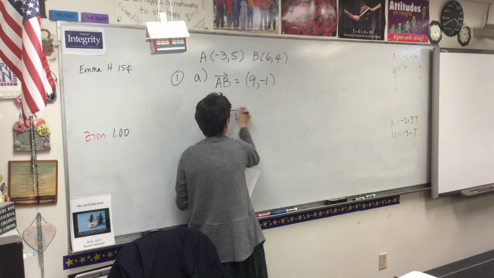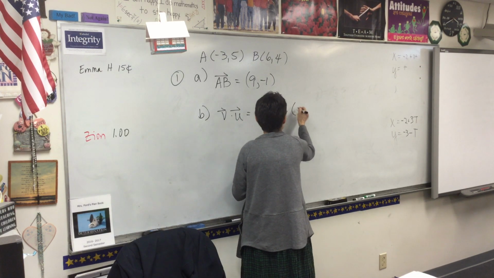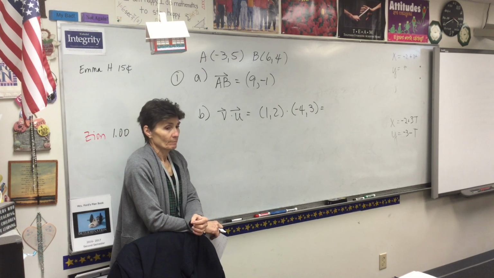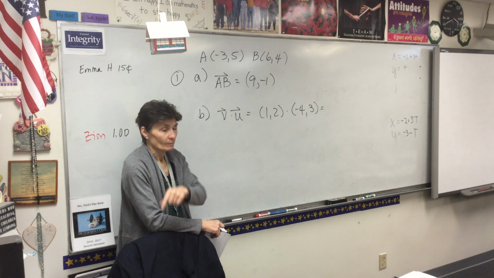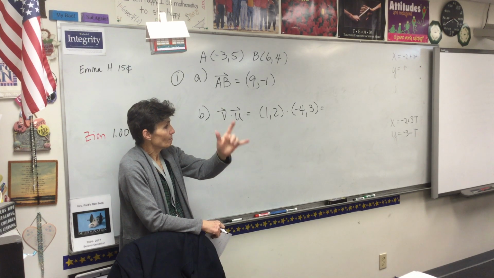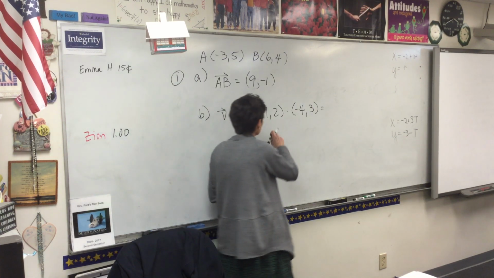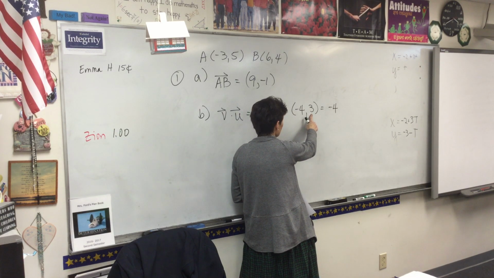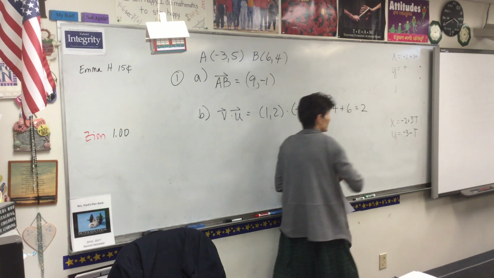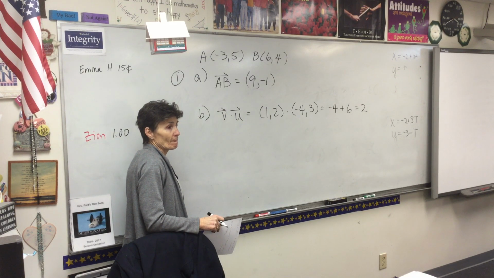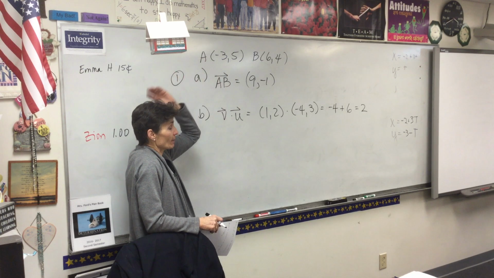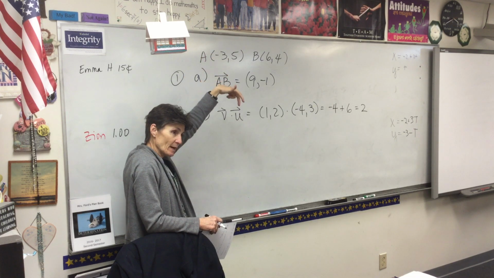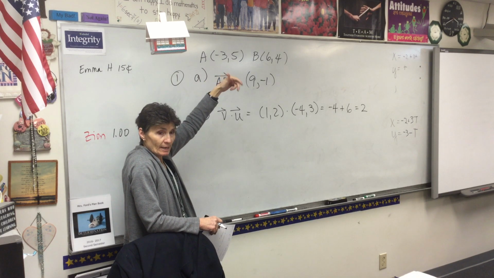Now, B is a new question. B is asking me for what? The dot product. All right, now we've talked about that. Do you remember how to find a dot product? Multiply the x's, multiply the y's, and add them together. So multiplying the x's would give me -4. Multiplying the y's would give me 6. Adding them together gives me the answer, which is 2. Okay, Chloe, how do we find a dot product? Exactly, multiply the 2 x's together, multiply the 2 y's together, and add.